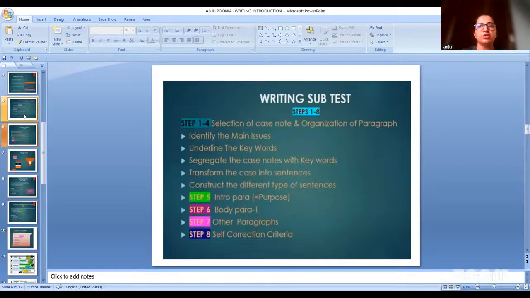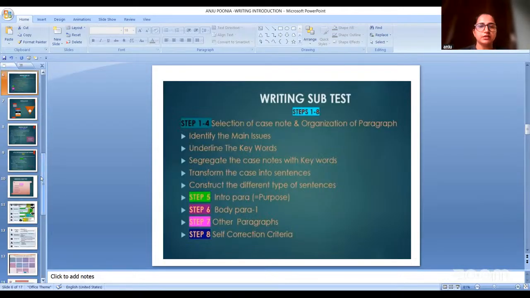It is too crucial. Based on the main issue, we can easily write our purpose in a good way. Underline the keywords: which information is relevant and which is not relevant. Segregate the case notes with the keywords and transform the case into sentences. Then, based on this information, we can easily construct different types of sentences. For example, in the second paragraph, we know very well we need to mention the medical history of the patient, so we can easily evaluate the past medical history and present medical history, and construct one paragraph in a good way.